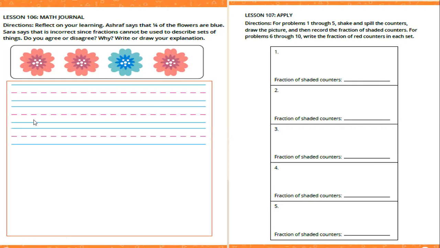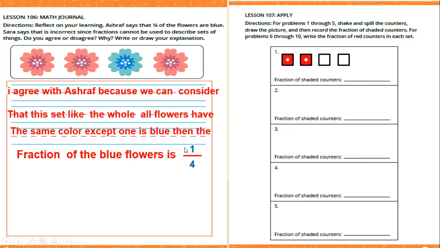Out of how many flowers? Out of 4. The total number of parts, the total number of flowers, 4. So it can be 1/4. So we agree that we can consider this set like the whole, and we picked only 1 flower out of 4 flowers.